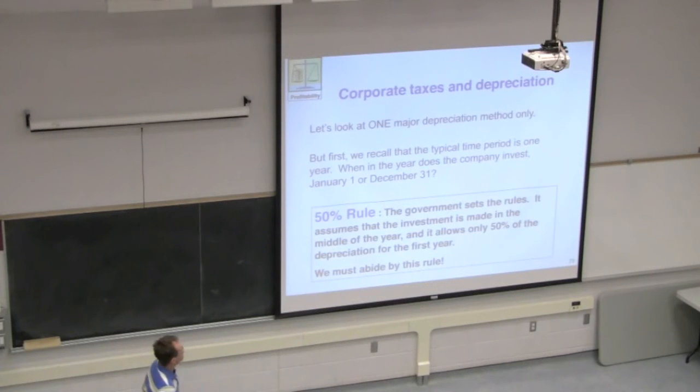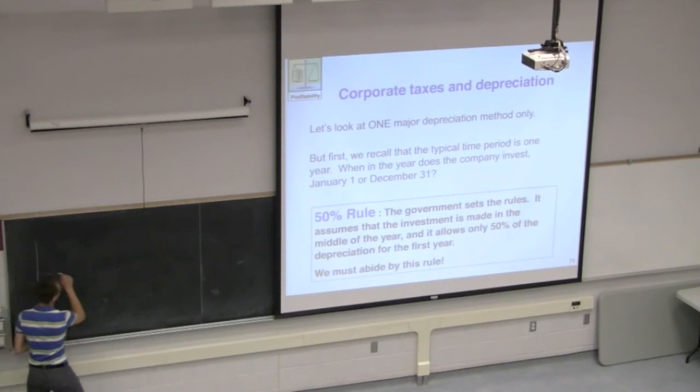Okay, we will only in this course consider one depreciation method. There's one that really only the government tends to use. There's another one that they use in one or two classes. I'll talk about that at the end. But we'll look at just this declining balance depreciation. Then there's one other wrinkle that kicks in, okay? And that's the 50% rule.